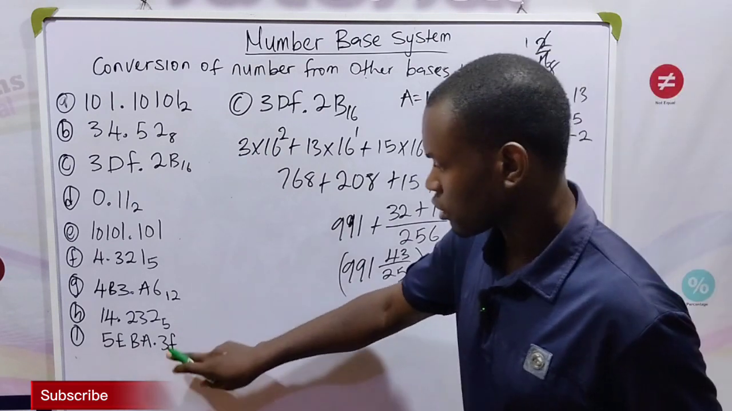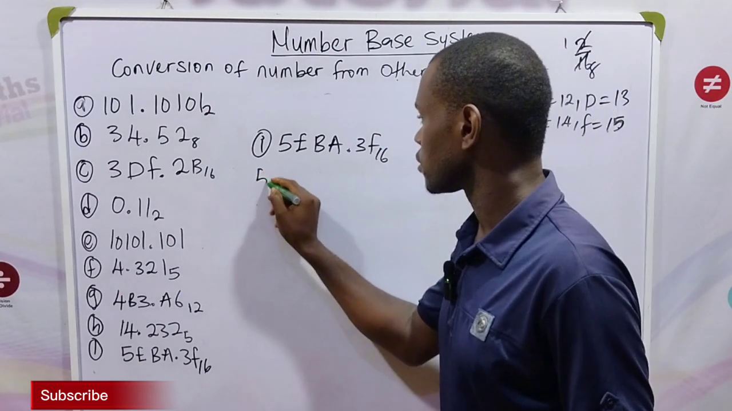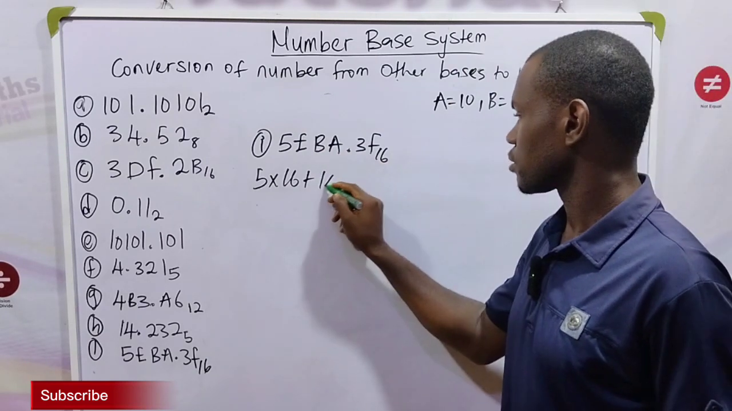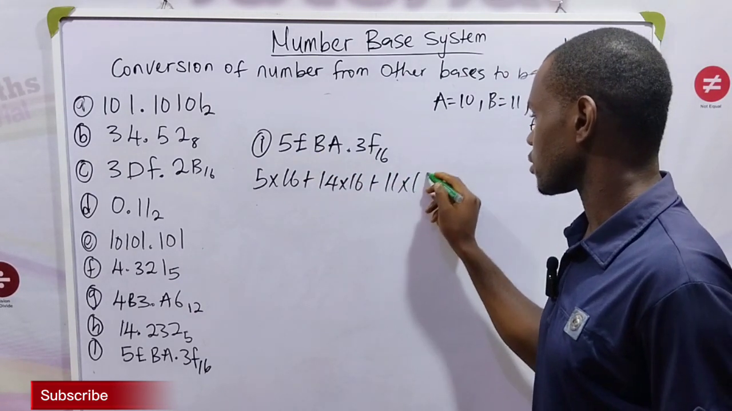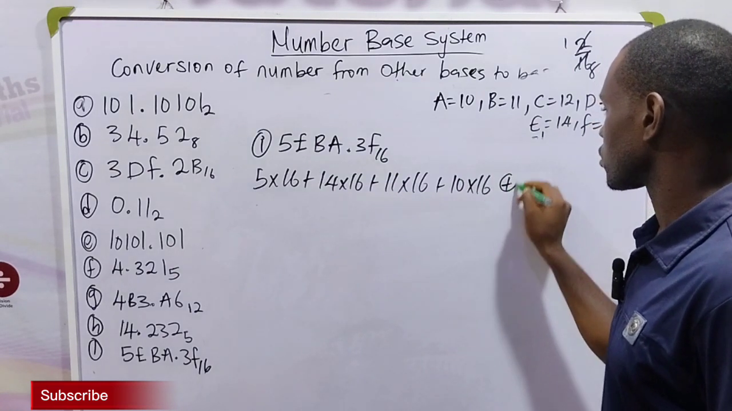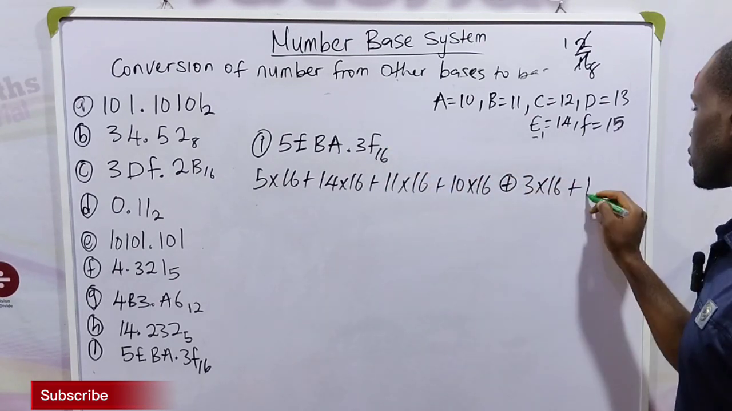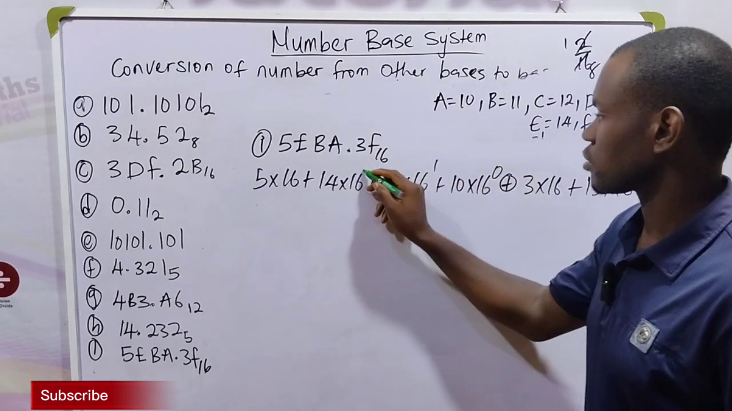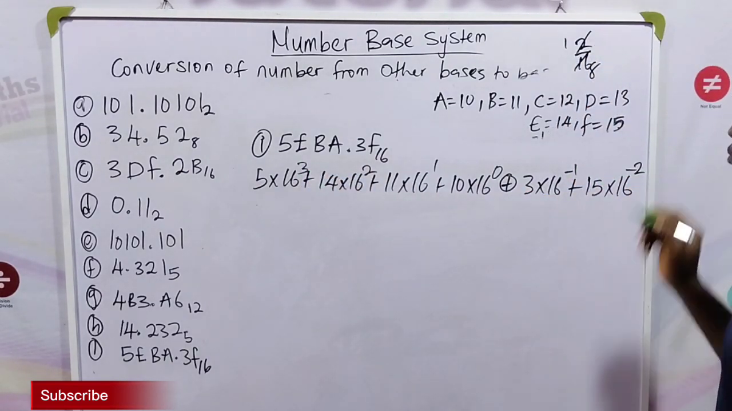So let me pick number I. So let's solve I. We expand. 5 times 16 plus E is 14. 14 times 16 plus B is 11. 11 times 16 plus A is 10. 10 times 16 plus 3 times 16 plus our F is 15. 15 times 16. Assign indices 0, 1, 2, and 3. Then for this part, we have -1, -2.